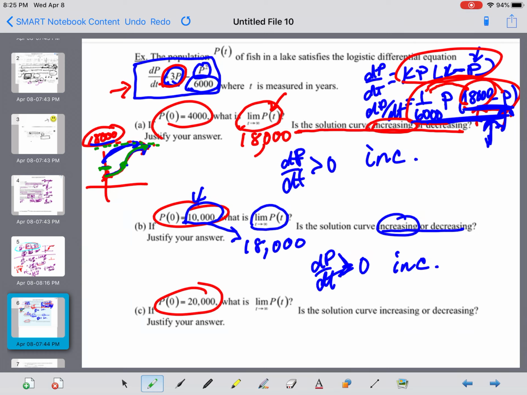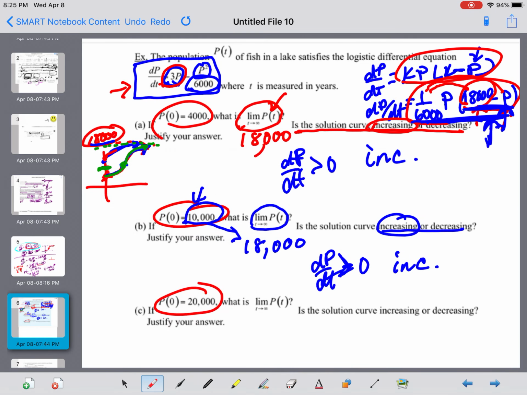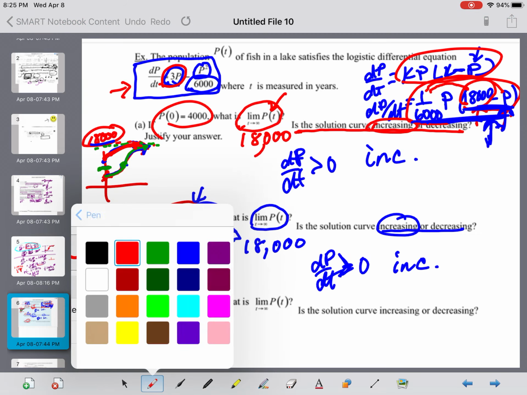If I put in something after 9,000, like 10,000, it only has room to grow a little bit, and so you've already put it in past the point of inflection, so that happens. Now, if you put in 20,000, you're putting something up here.